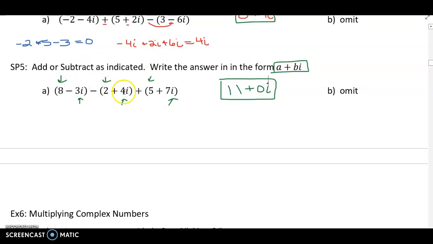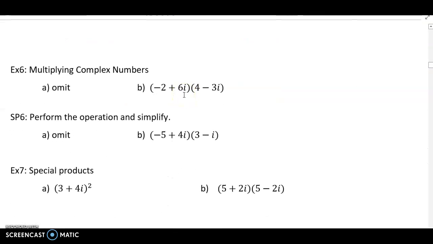So for adding and subtracting, real with real, imaginary with imaginary. For multiplying, that does not apply. Everything multiplies with everything. I'm going to say that again: everything multiplies with everything. So when we have two complex numbers, we're going to distribute, and if you grew up in Texas, we call this FOIL. I think it's Texas, it might just be Houston. But FOIL: -2 times 4, -2 times -3i, and then 6i times 4 and 6i times -3i.